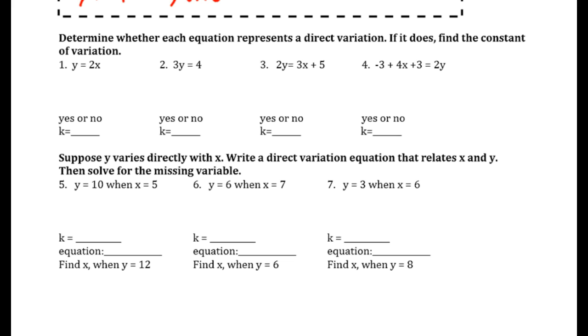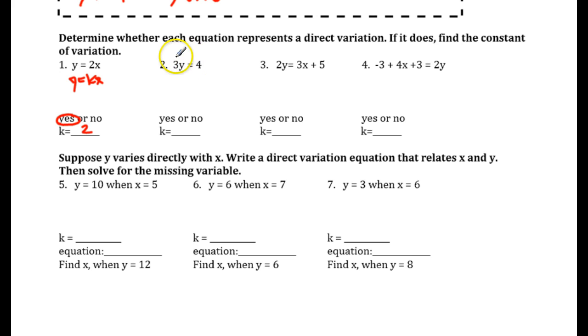If we look here, it has to be in y equals form. The first equation, number 1, says y equals 2x. This looks just like y equals kx, right? Everything's lined up. So I'm going to circle yes, this is direct variation. Then it said if it is, find the constant. Well, what's in the place of the k? 2. My k is 2. Basically, the k is the most important part of the equation, so that's why we're focusing on that here.